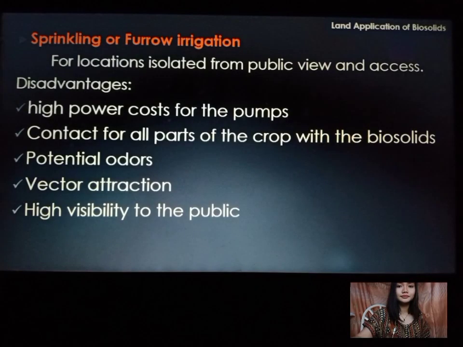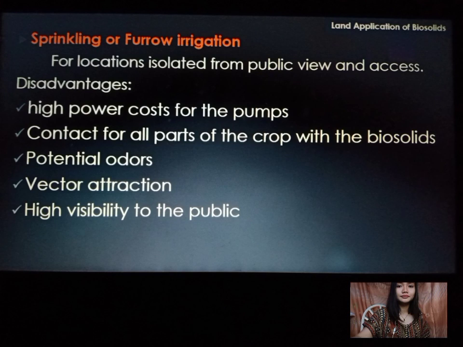Irrigation may be by sprinkling or furrow irrigation. This is for locations isolated from public view and access, but the disadvantages of this type of irrigation are high power cost for the pumps, contact for all parts of the crop with the biosolids, potential odors, vector attraction, and high visibility to the public.